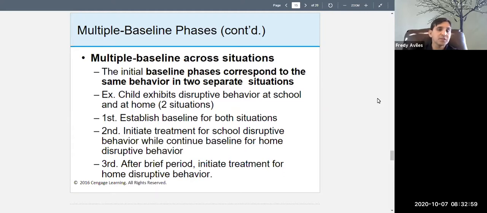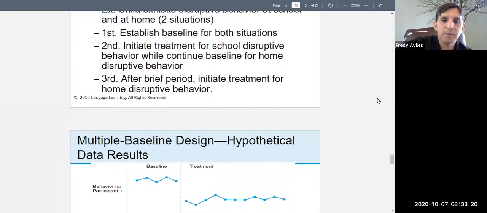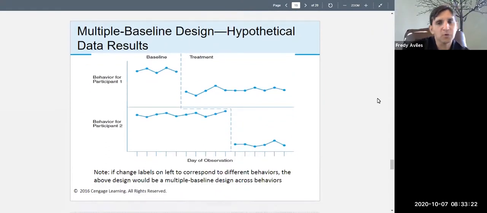So it could be different participants getting the same treatment, okay, at different times. It could be different behaviors that are treated at different times, or it could be different situations where treatment is initiated at different times. Now, this will make it more clear over here. It's always more clear to look at the graphs.